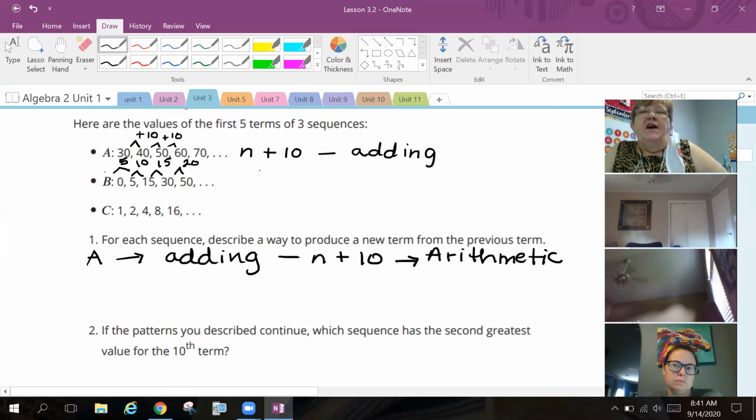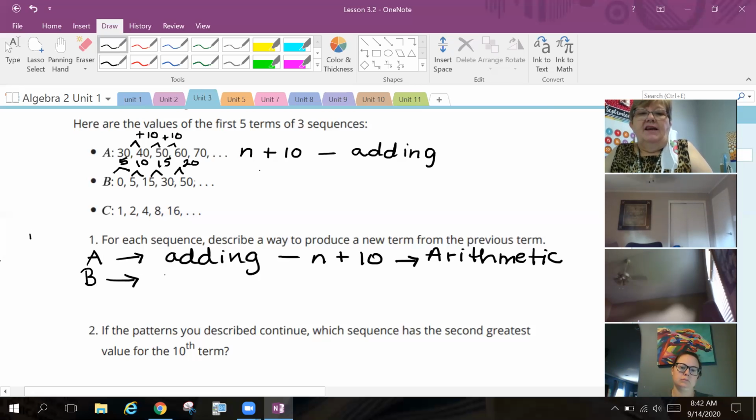From 0 to 5, they what? Add 5. Add 5, but 5 to 15, add 10, 15 to 30, add 15, 30 to 50, add 20. So, are they using the same number every time? No. And what they're doing, let's see, they're taking the difference and adding 5 to that.